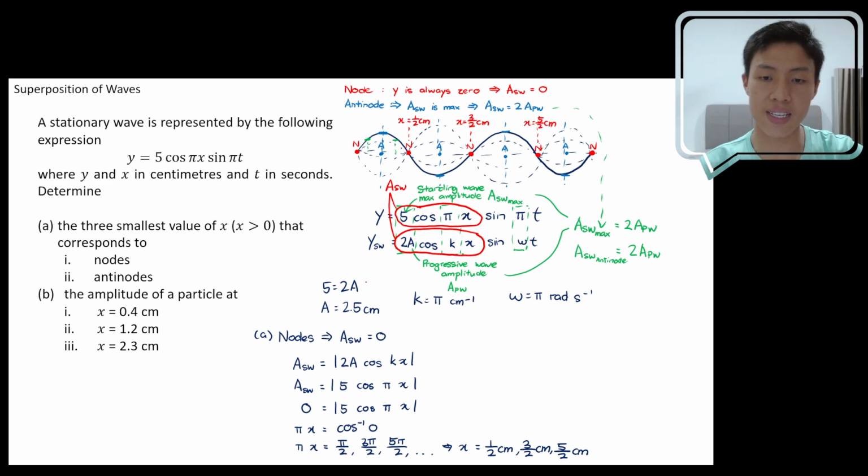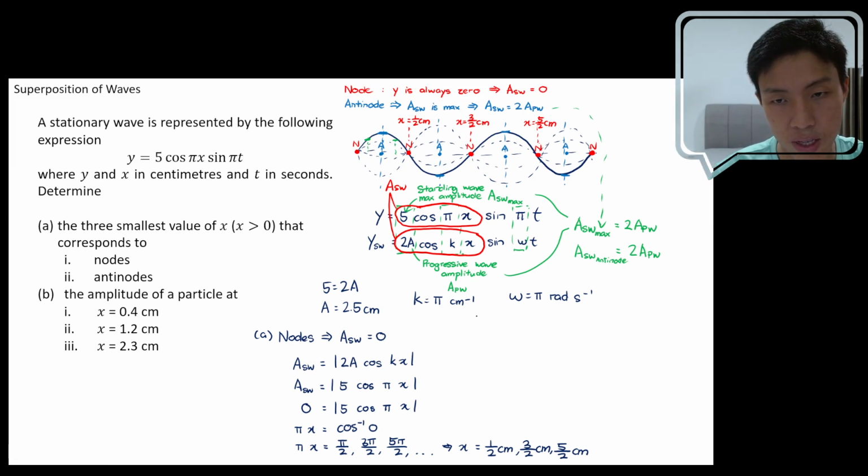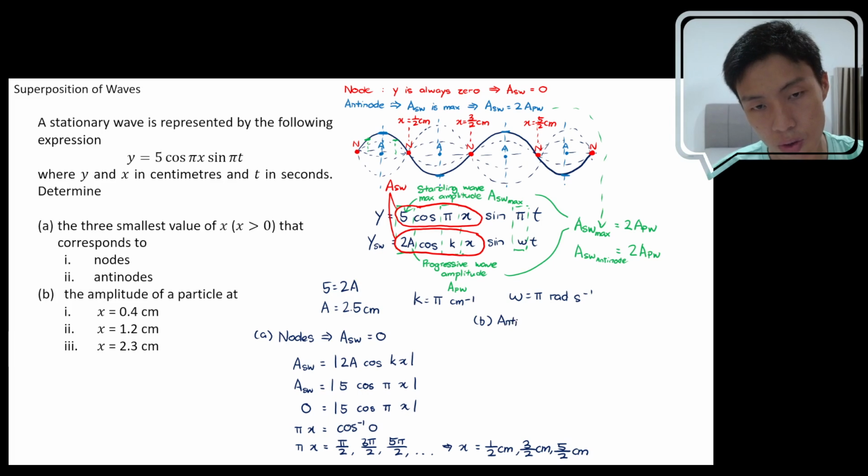That's basically the idea. Okay, next let's talk about antinode. You need another 3 positions for antinode. Start up here. Antinode, we know that the standing wave amplitude will be equal to maximum. So maximum, we know that is equal to 2 times the progressive wave amplitude, and 2 times the progressive wave amplitude is actually equal to 5.